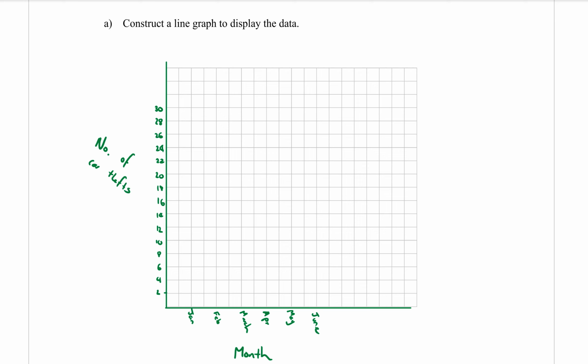So the heading on the table says number of car thefts in Melbourne over 6 months. Probably don't want to write all of that out. How about just car thefts in Melbourne? You can write the whole thing if you want to, but as long as it has some kind of heading that relates to the topic, I am happy.